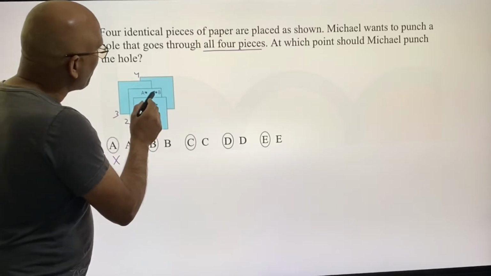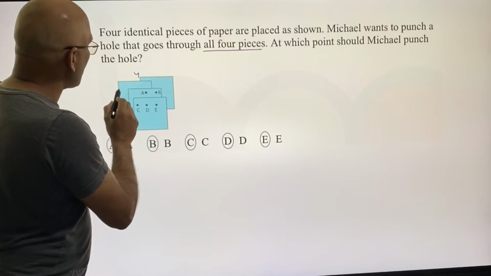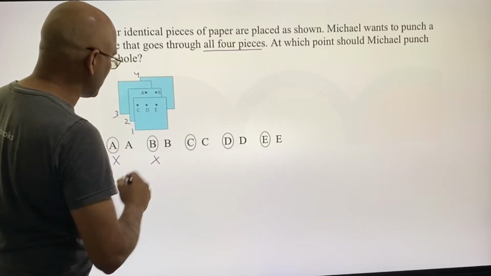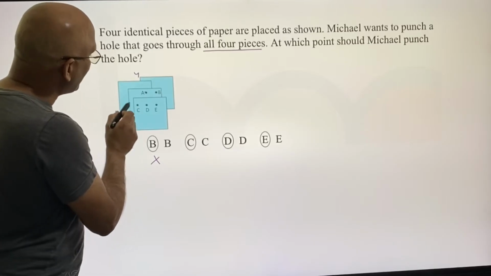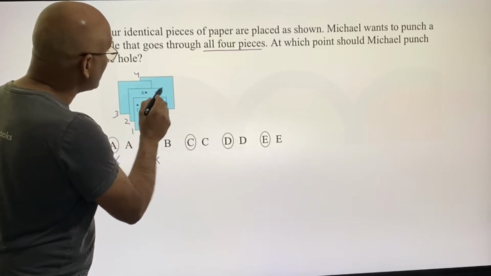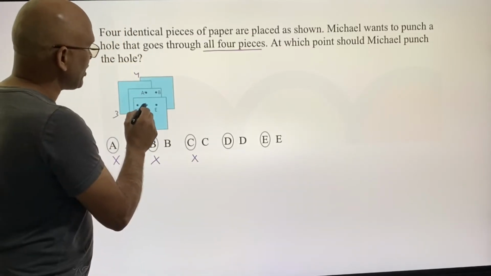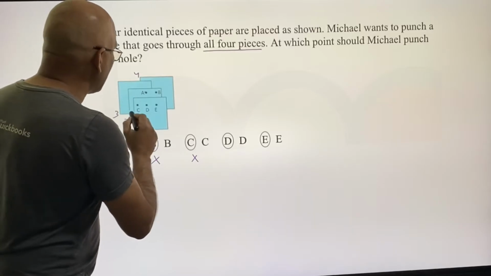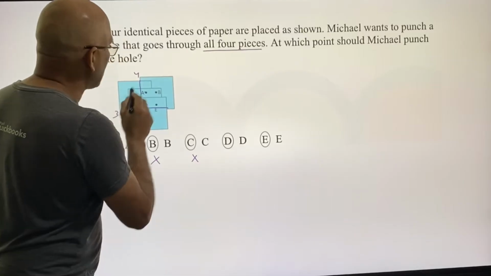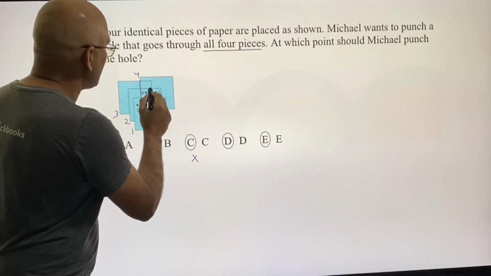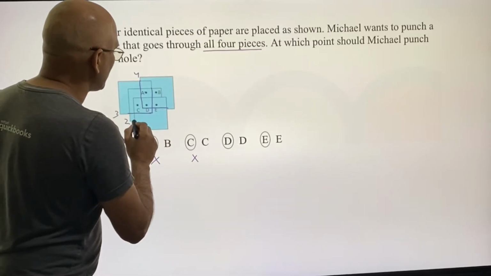How about B? B goes through sheet 2 and 4, but not 3 and 1. So B also cannot be the correct choice. C goes through sheet 1, 2, and 3, but not 4. So C also cannot be the correct choice. If I look at point D here, let me just draw it so it is more clear. This is sheet 4. Let me draw similarly. Let me also draw sheet 3 and then sheet 2.